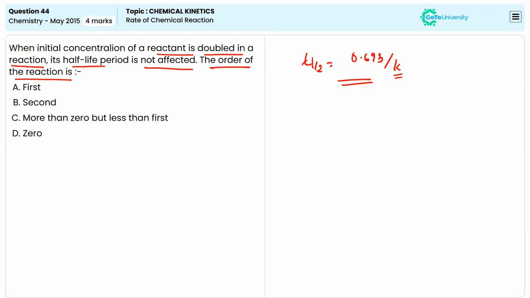So this kind of relationship we can see in the case of a first order reaction only. Okay. So here T half is equal to 0.693 by K. This is for a first order reaction. So the correct answer will be option A. Okay, because for other order reactions, it depends on the concentration of the reactant. So here the correct answer is option A.